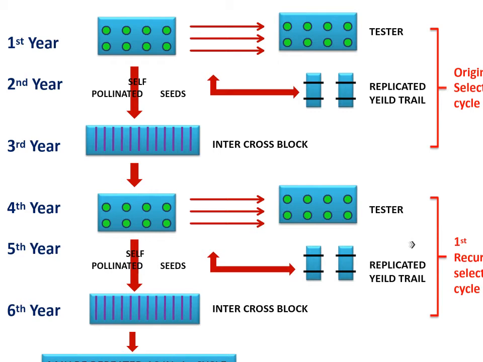First and fifth year, first and third year. Fifth year, as in the case of the second year, the items are repeated, and sixth year, intercross block as in the third year. It may be repeated as in the first recurrent selection cycle.